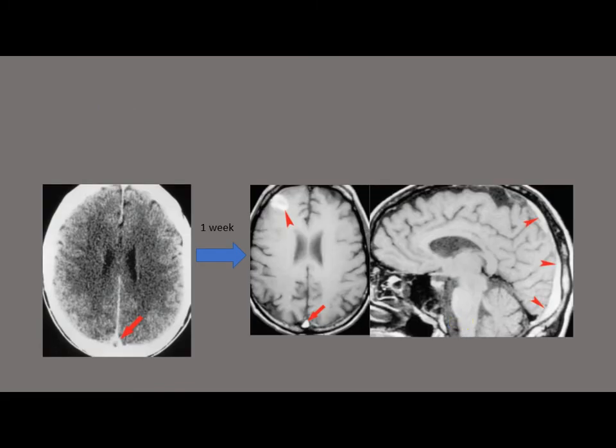Another important sign in venous infarction is the empty delta sign. This sign is present in the CT with contrast, because contrast fills the normal sinuses, but if there is thrombosis, there is a filling defect in the area, called the empty delta sign.